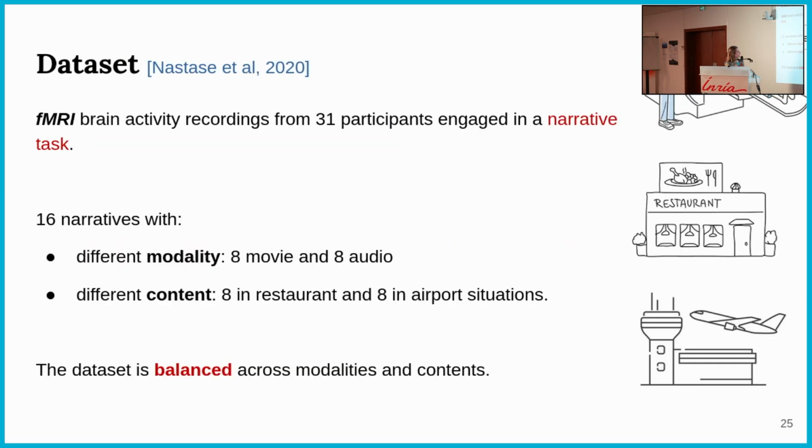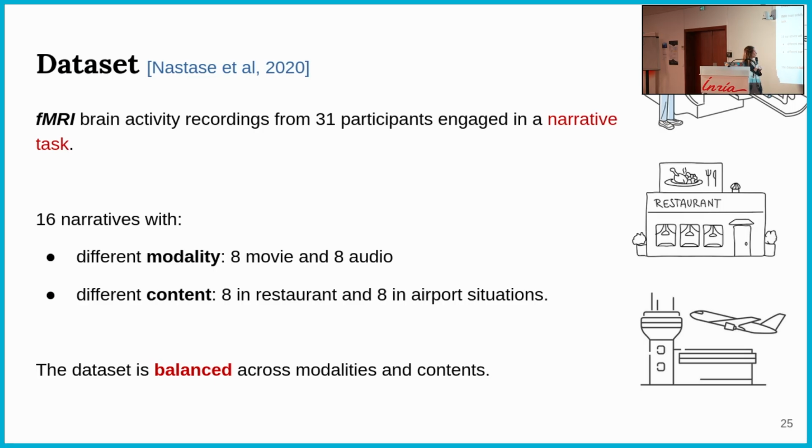The dataset that we considered in this case was again an fMRI dataset. We processed the dataset with the same pipeline I showed you before, and we obtained the temporal brain network for 31 participants that were engaged in a narrative task. And this narrative task could be divided with two criteria. The first criterion is the modality. So there were 8 movies and 8 audio.